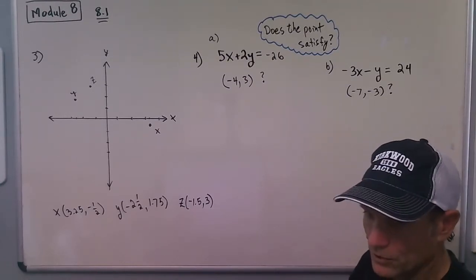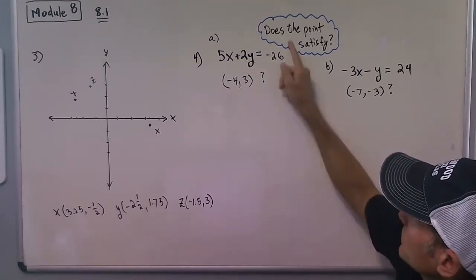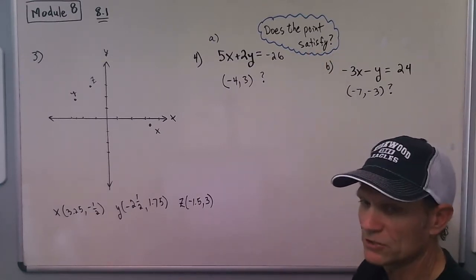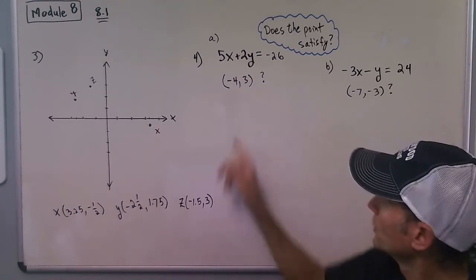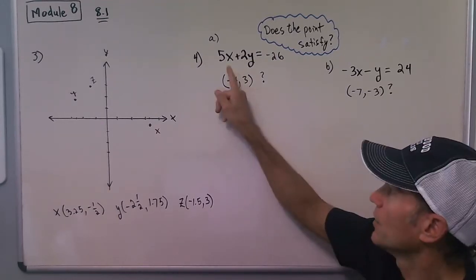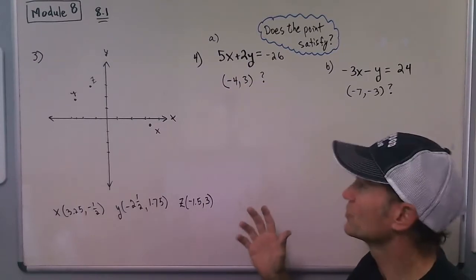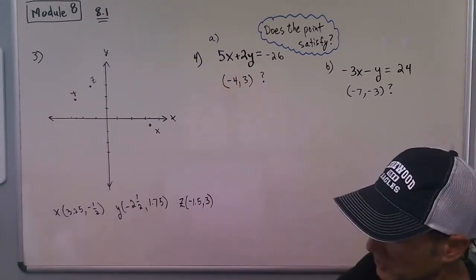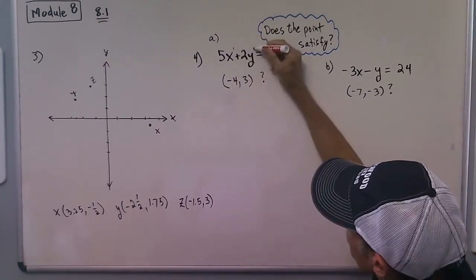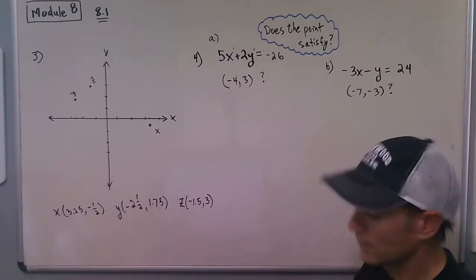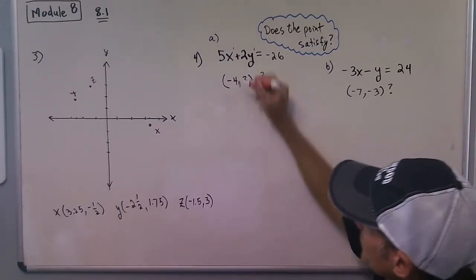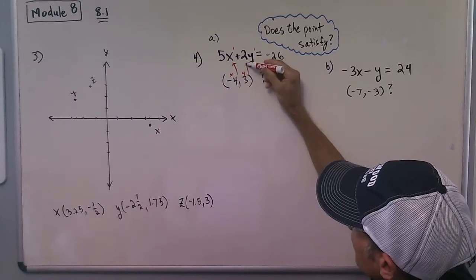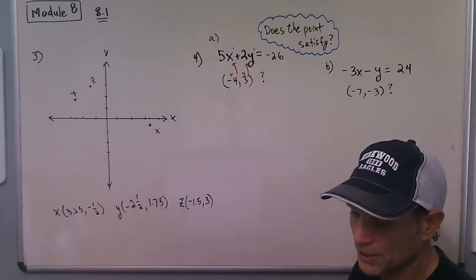Next, we get these types of questions where it says, does the point satisfy the equation? Or does this point lie on this line? At this point of algebra, you might not be able to recognize that this is a line, but we have x to the first power and y to the first power, and it is going to be a line. The way we test this is we know this is the x value and this is the y value, so we put these values in for x and y, and then we do some computation.